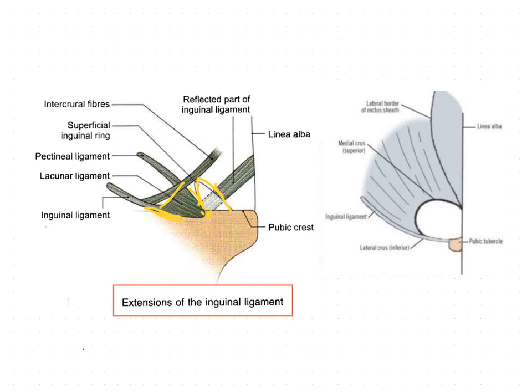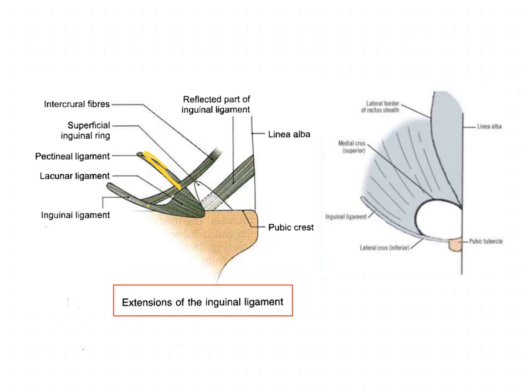The next extension of this inguinal ligament is the pectineal ligament itself. The previous one was the pectineal part of the inguinal ligament, or lacunar ligament. Now the second extension is the pectineal ligament. It is also called the ligament of Cooper. This is an extension of the inguinal ligament.